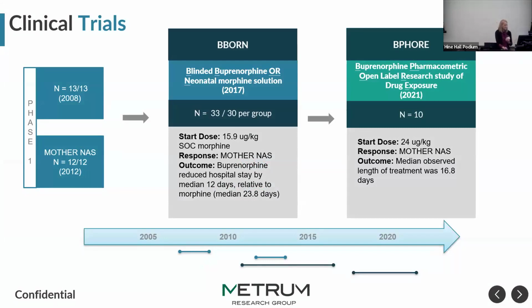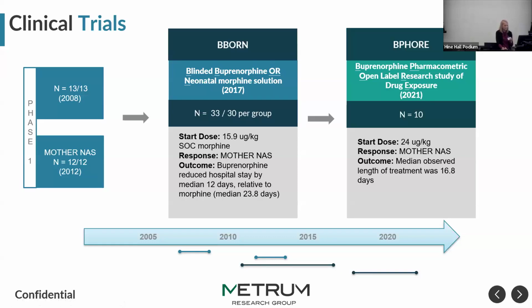Starting out with 2 very small phase 1 studies that were published in 2008 and 2012. These data were used to inform this larger head-to-head B-born trial where they looked at buprenorphine and morphine head-to-head. And the dosing paradigm for this study was just empirically derived. We used a PK model that was developed in phase 1, but we didn't have a PD model yet. So they sort of gave it their best shot.